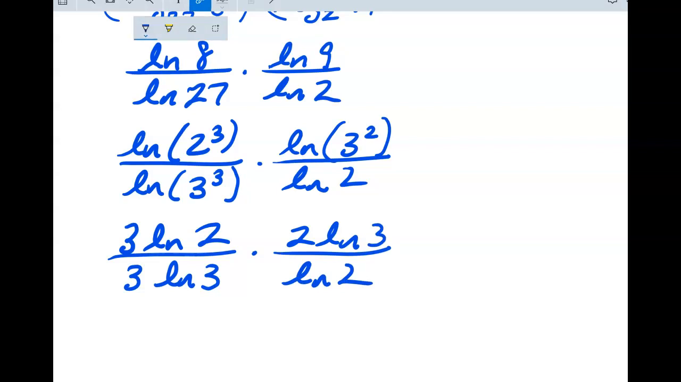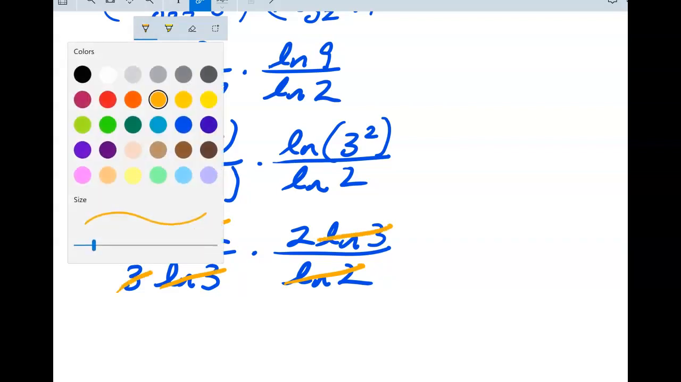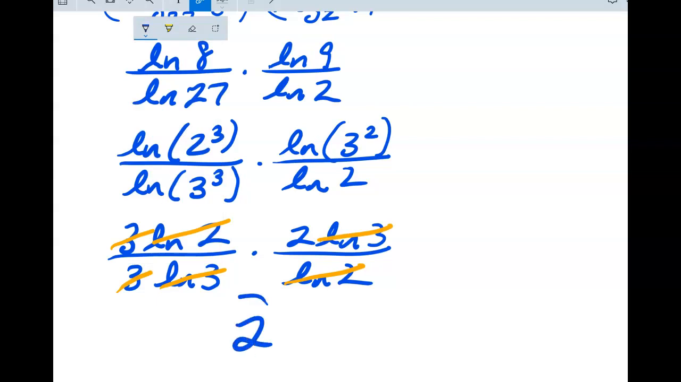We can do some canceling of common factors. Natural logs of 2 and natural logs of 3. And both of those 3's, that just leaves us with a final result of 2. All right, just one more.